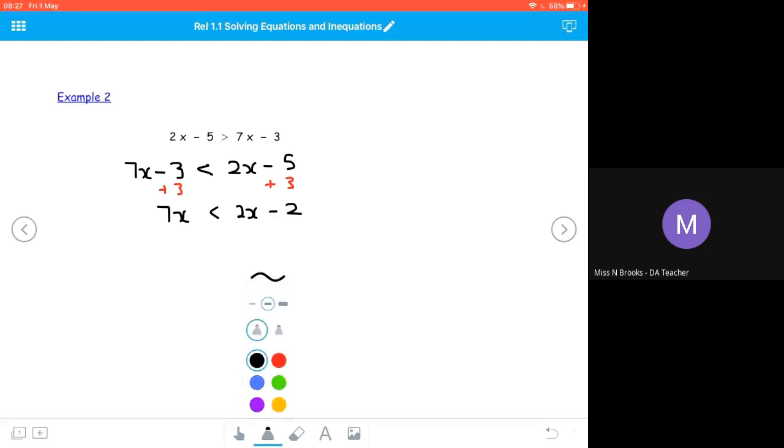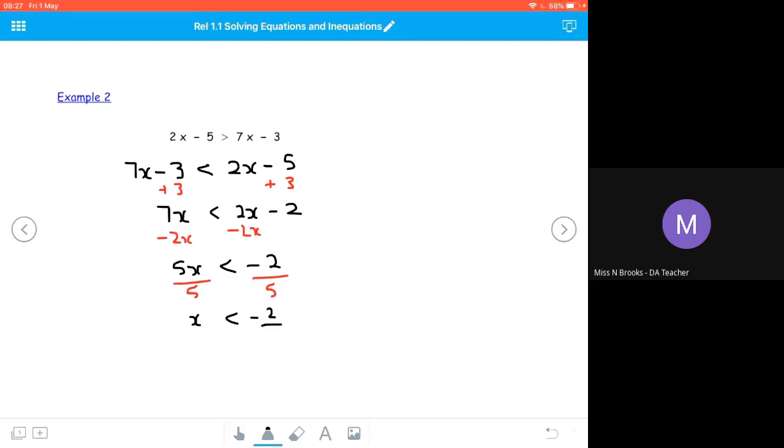Now I want to collect my variables onto the left-hand side. So I'm going to take away 2x from both sides. And that gives me 5x is less than negative 2. And then the final step is to divide both sides by 5. And so my final answer is going to be x is less than negative 2/5.